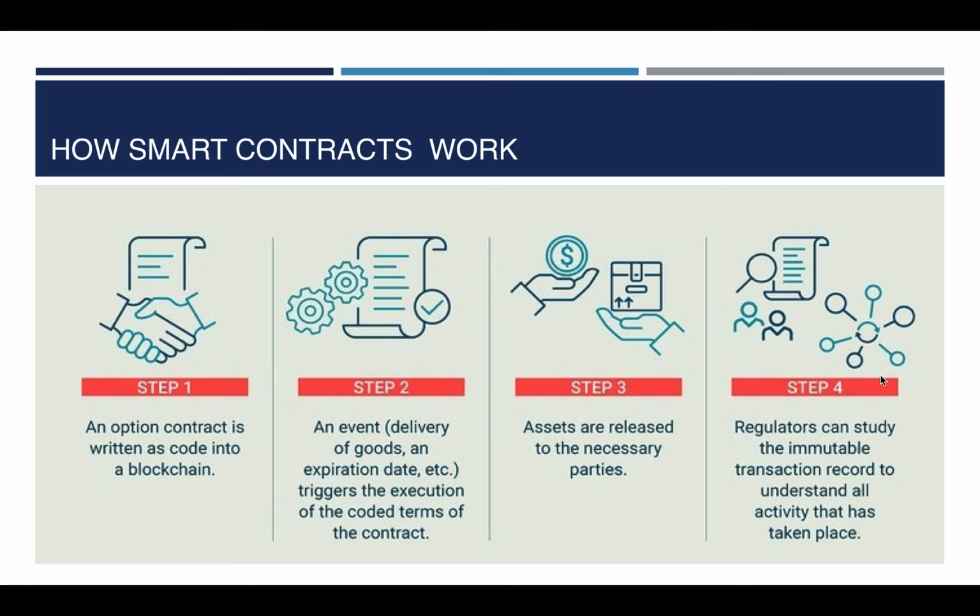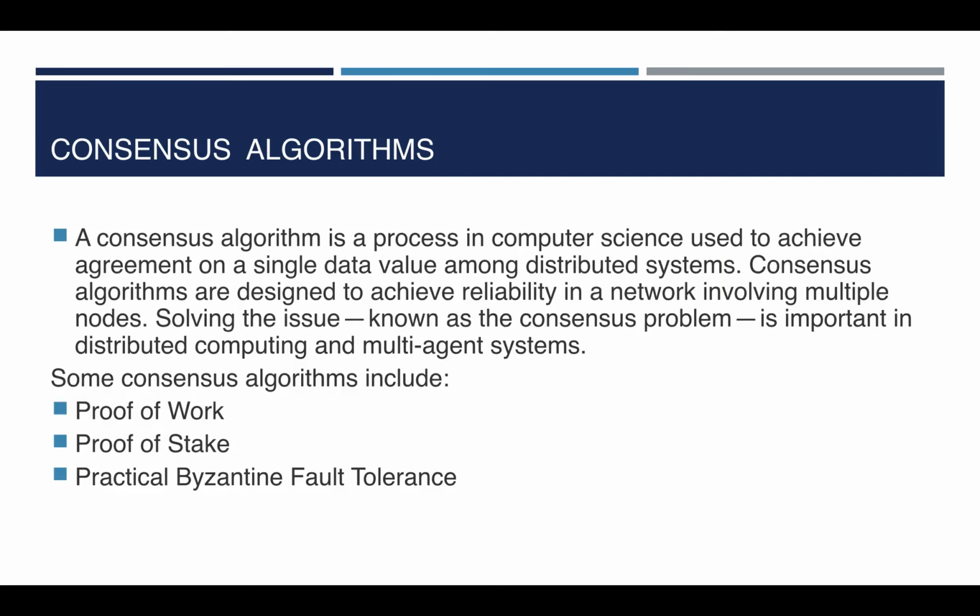In step 4, since this transaction is stored in the immutable data structure which is blockchain, any regulator can verify the transaction. So this is in a nutshell how smart contract works.